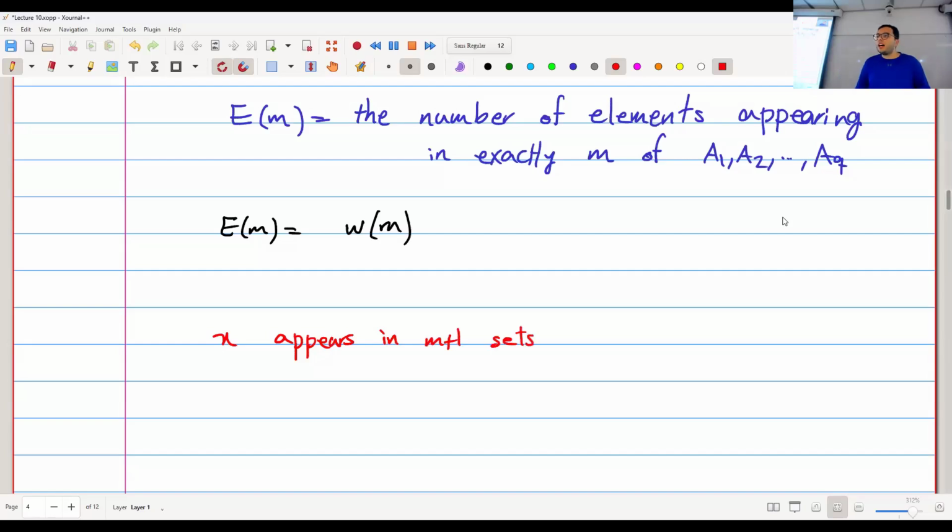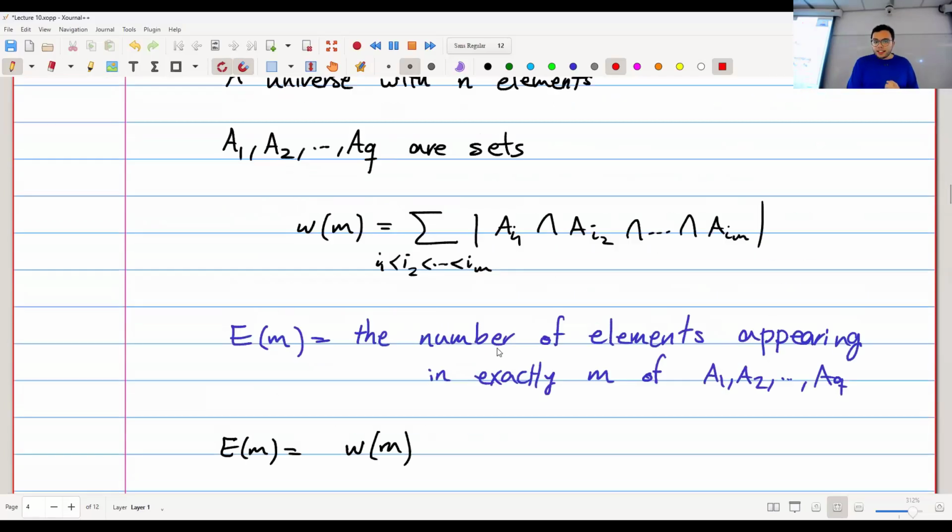Okay. I want to see how many times it should be counted. On the left-hand side, it should be counted 0 times, because this is supposed to be the number of elements that appear in exactly M sets, and X is appearing in M+1 sets. But is it counted on the right-hand side right now? Yes, because if X appears in M+1 sets, then whenever the M sets that I'm using in this combination all contain X, I'm going to add X, right?